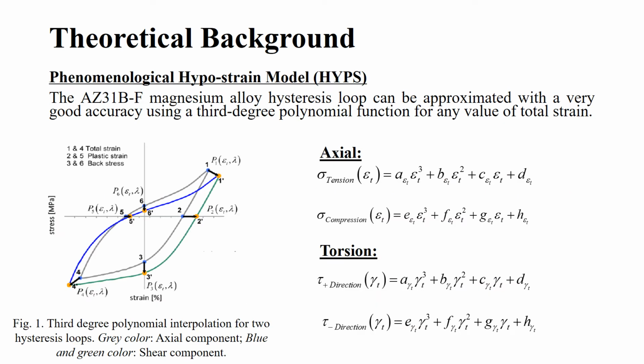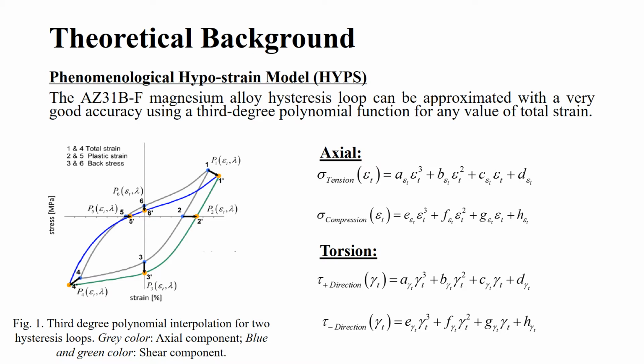This new phenomenological approach, called Ipostrain, is a kind of mapping of the material behavior of magnesium alloy based on experimental results. This model is able to accurately describe the cyclic elastic plastic behavior of magnesium alloys. From the experiments, it was found that AZ31B-F magnesium alloy stress loop can be approximated with a very good accuracy using a third-degree polynomial function for any value of total strain. In order to obtain these functions, it is considered 6 specific points on a stress loop as shown in figure 1.